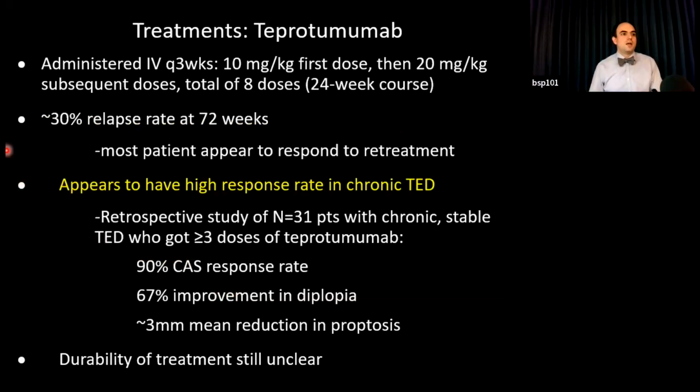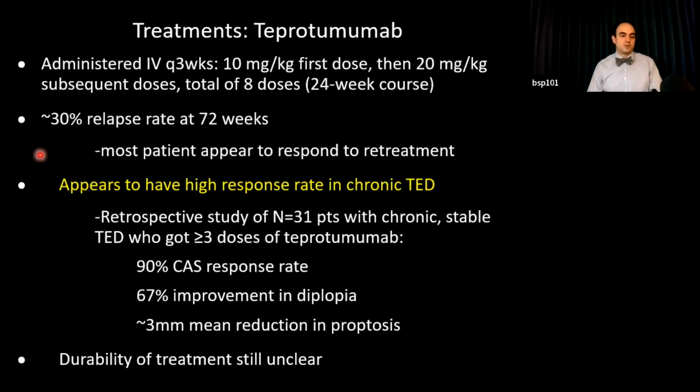It's administered IV every 3 weeks, 10 mg per kg for the first dose, and then 20 mg per kg for the remaining 7 doses, for a total of 8. The reported relapse rate is about 30% at 72 weeks. So not necessarily a permanent fix. And still, if you retreat, and this is all observational, all retrospective, most patients still respond to the treatment. And it appears to have an effect in chronic inactive thyroid eye disease in terms of improving proptosis.